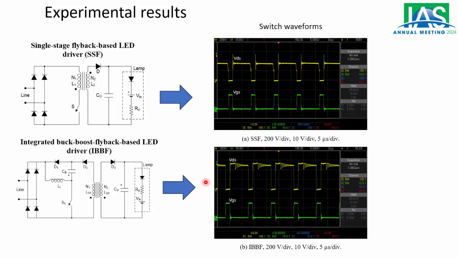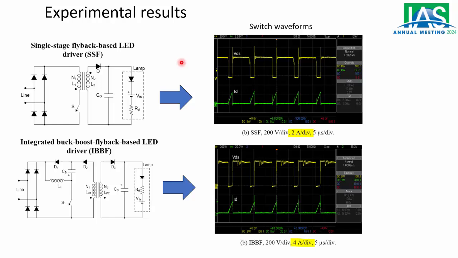And here we have the same waveforms corresponding to the integrated buck-boost-flyback converter. So they are completely different because we have a little interaction between both stages. But at the end, the peak value that we need for the transistor is nearly the same in both situations. So there is not much disadvantage in using the integrated technology in terms of the voltage rating of the transistor.